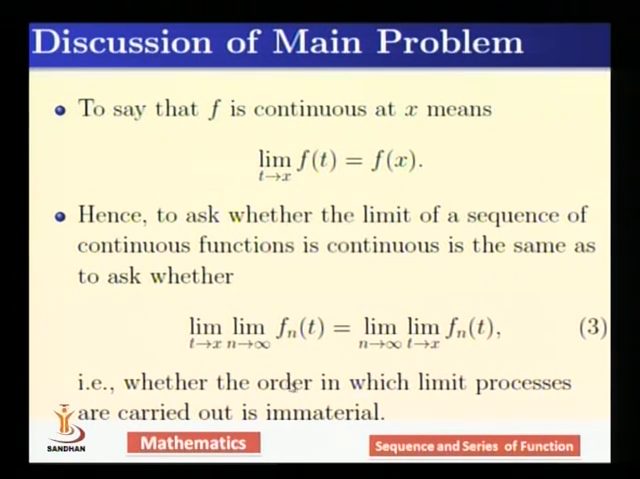So here in equation 3, you look at the numbers f_n(t), and first take n tends to infinity and then take t tends to x, or you again look at the numbers f_n(t), first take t tends to x and then n tends to infinity. So can we interchange these two? That means can we say that this equation is true? If they are equal, we can say that the order in which these limit processes are carried out is immaterial. So can we say like this?